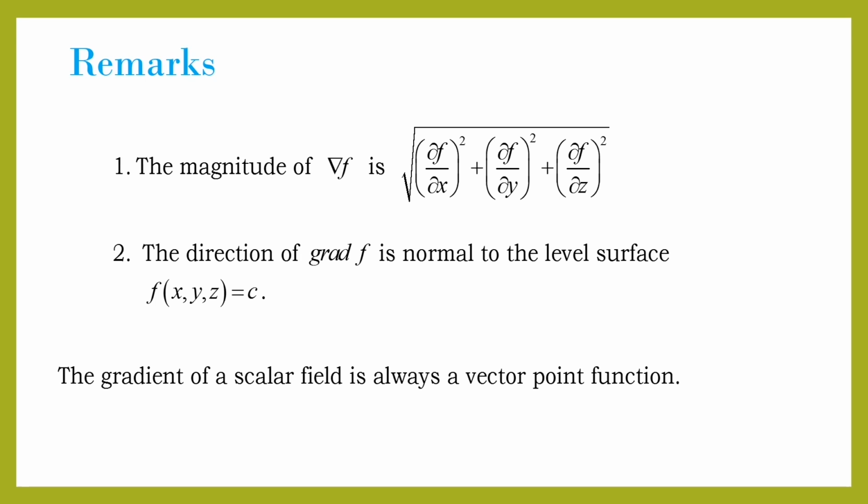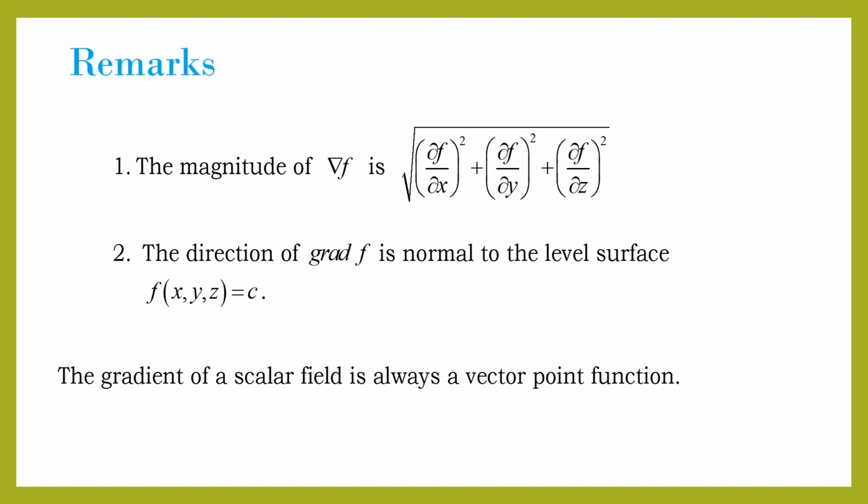Actually, if we take a function f from R3 to R, now del f is always perpendicular to the given surface f of x, y, z equals a constant. This equation f of x, y, z equals c represents a level surface and del f is always perpendicular to this level surface. In other words, we can say del f is a normal to the surface f of x, y, z equals c.